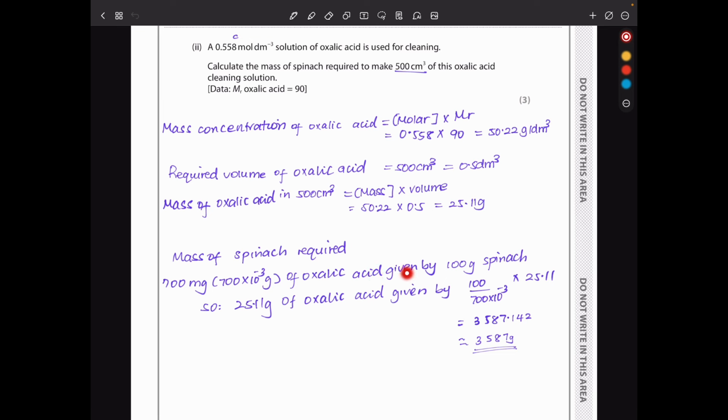We know that 700 milligrams, which is the same as 700 times 10 power negative 3 grams of oxalic acid, are given by 100 grams of spinach. So this is going to be given by 100 divided by 700 times 10 power negative 3 times 25.11, giving us 3587 grams if you round off.